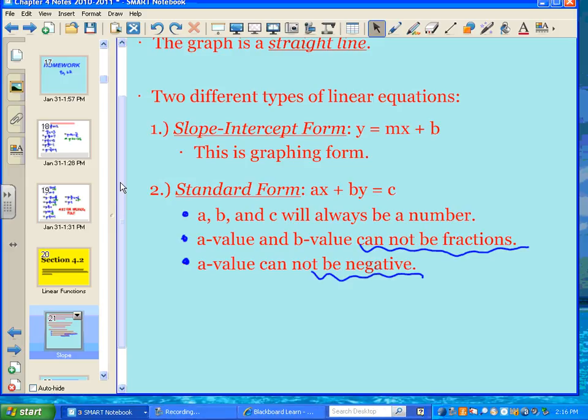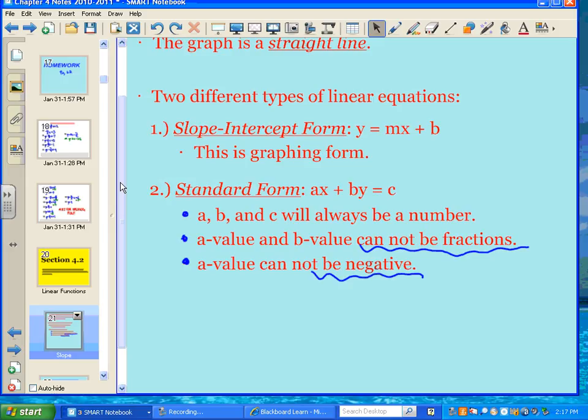The next big thing you need to remember for standard form is A can never be negative. This is something that you'll see the proof of and the real reason of in Algebra 2. You'll do a lot more with this. But for now, for Algebra 1, you need to remember that A cannot be negative. Also, A and B cannot be a fraction. That includes decimals. So one more time, standard form is just another form for a linear function. Slope-intercept form is the form we use for graphing.